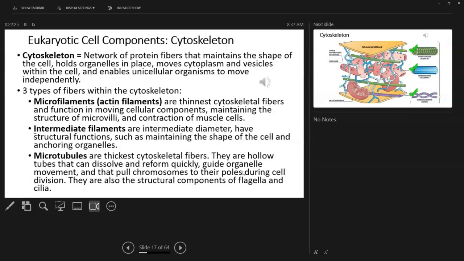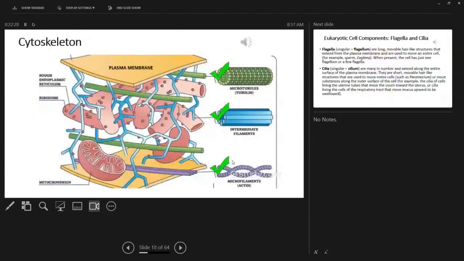Okay, cytoskeleton. Let's just look at this diagram. This is just showing a section of a cell. This would be the plasma membrane on top and on the bottom, and this is the inside of the cell. And these long things are just protein filaments, and they make up the cytoskeleton. There's three kinds. There's real thin ones called microfilaments, and then thicker ones called intermediate filaments, and then hollow ones called microtubules.